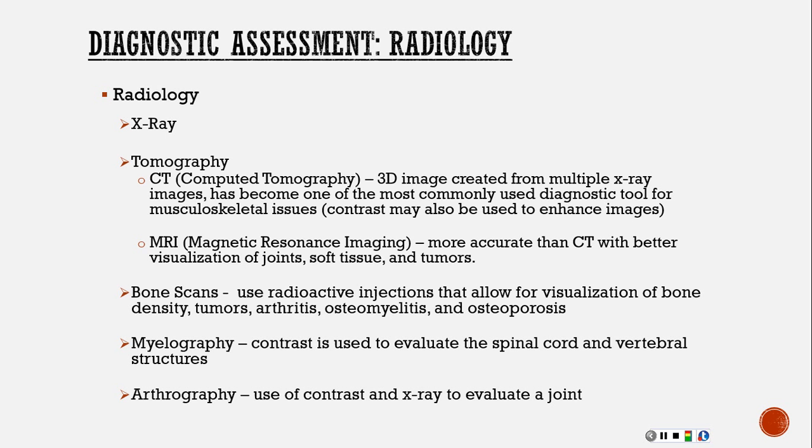Bone scans. Bone scans can also be used. It's radioactive injections that allow for visualization of the bone density, tumors, arthritis, osteomyelitis, and osteoporosis. All right. Next, we've got myelography. This uses contrast, and it's used to evaluate the spinal cord and vertebral structures. And then finally, we've got arthrography. The use of contrast and X-ray to evaluate the joints. Okay, remember that arth there. You've got to be dealing with the joints then.